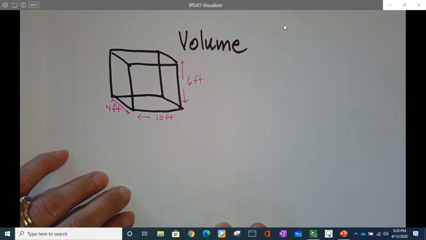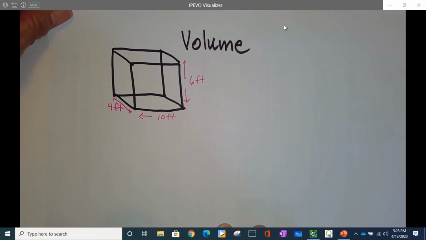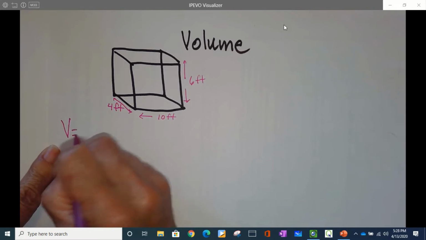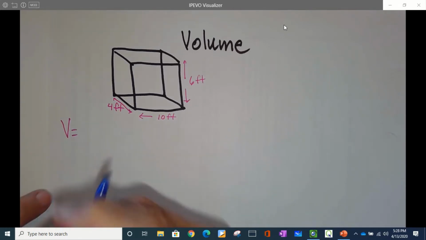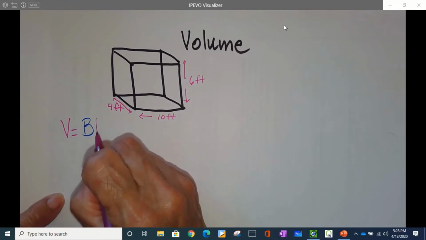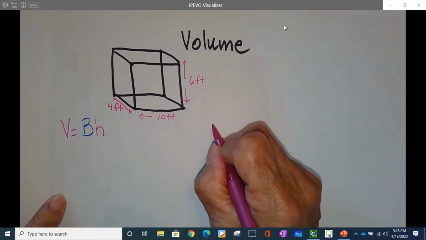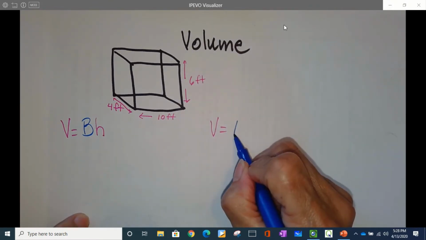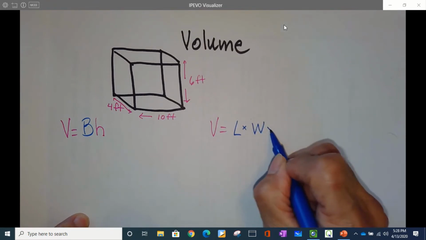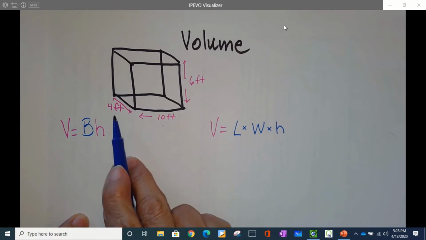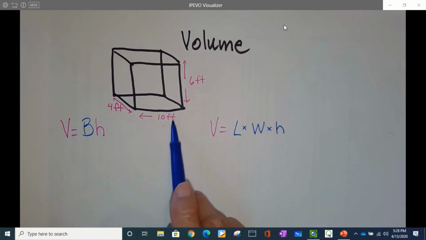I'm going to show you both ways that you can do this. Over here I'll do volume equals base times height. And over here I'm going to put volume equals length times width times height. In this case, when you use the first formula, these can both be considered bases.